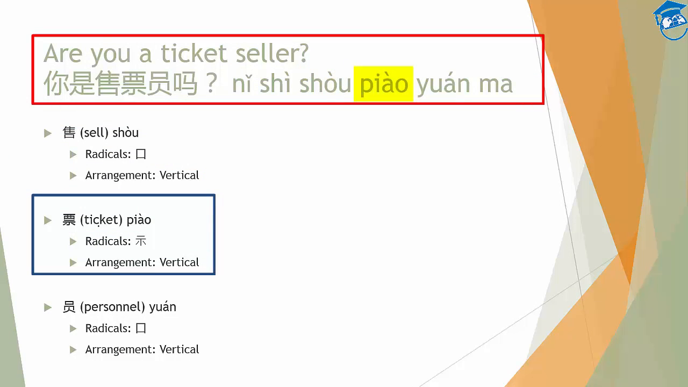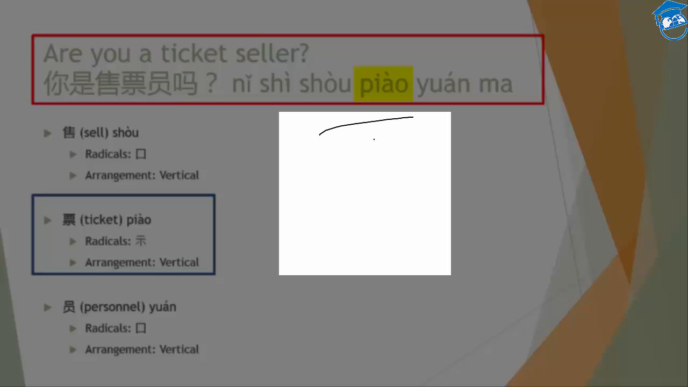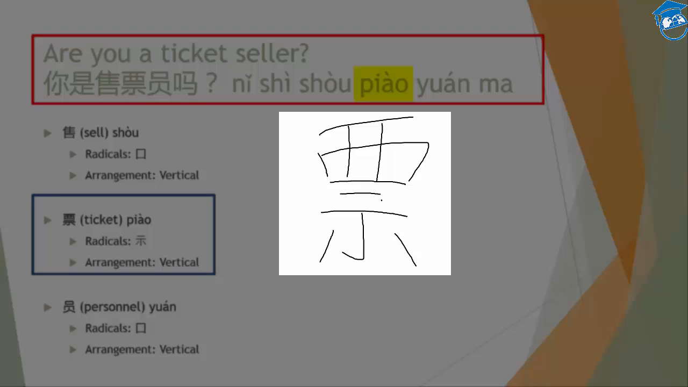票 is ticket. So this is the pinyin, and the radical is what's on the bottom there. The arrangement is vertical with the top and bottom component. Okay, so here's how to write 票. 1、2、3、4、5、6、7、8、9、10、11. Okay, again, the first horizontal stroke is shorter than the second horizontal stroke. Okay?